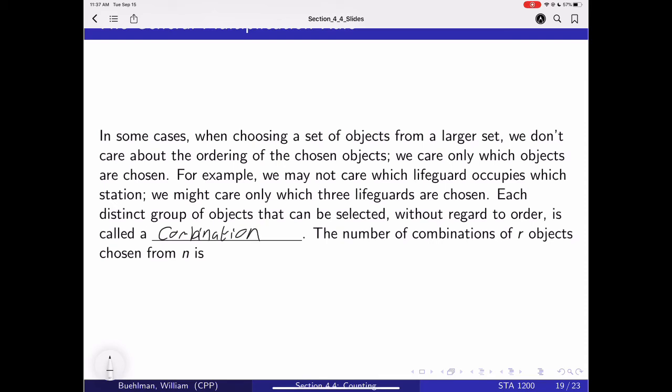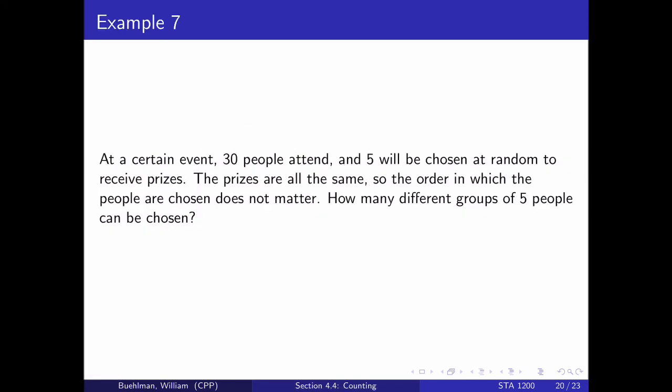The number of combinations of r objects chosen from n is nCr, which is equal to n factorial over r factorial times n minus r factorial. Example 7. At a certain event, 30 people attend and 5 will be chosen at random to receive prizes. The prizes are all the same, so the order in which the people are chosen doesn't matter. How many different groups of 5 can be chosen?